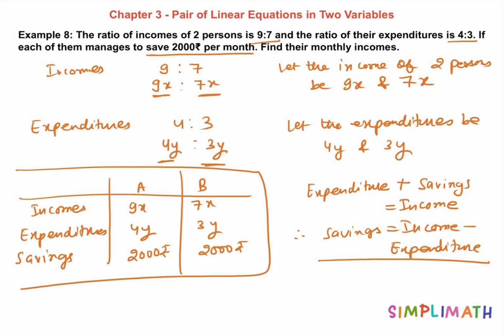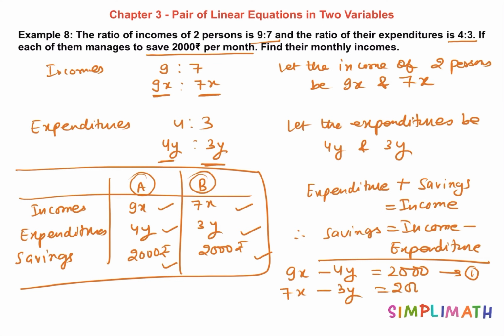Now we have to form our equations. How are we going to form the equations? For the first person, for the person A, I can say that income minus expenditure is equal to savings. So I can say 9x minus 4y is equals to 2000. So this is our equation number 1. And for person B, I can say income minus expenditure equal to saving. So 7x minus 3y equals to 2000. So this is our equation number 2.